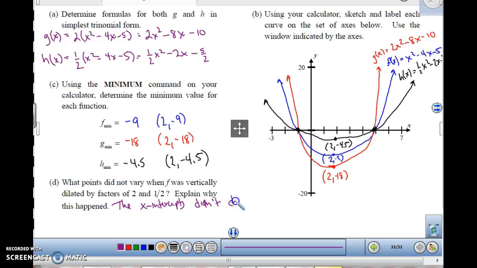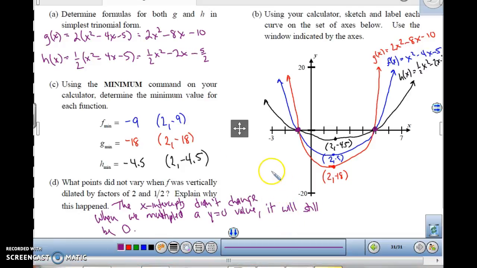Well, if we think about it for a second, we're multiplying the y value by 2 and by 1/2 here. At this point right here, the y value is going to equal 0, and it's still going to be 0. Okay, so at this point right here, this is the point 2, 0. If we multiply it by 2, it's still going to be 0 because it's on the x-axis. Same thing with right here. So if I take my point there and multiply it, it's still going to be the same because when you multiply something by 0, it's still going to be 0.